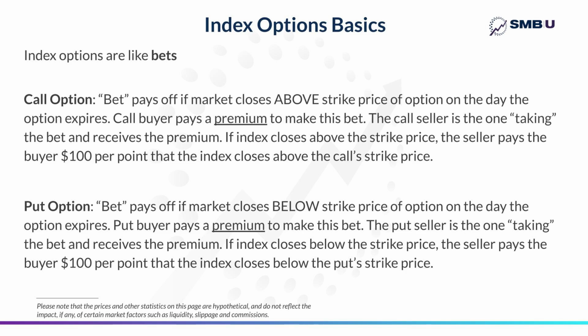What are known as call options pay off if an index closes above what's known as the strike price of the option on the day that option expires. If the index does close above that price on expiration day, then the call buyer gets $100 per point that the market closes above that call strike price. The put option is the exact opposite. It pays off if the market closes below the strike price of the put option. Again, $100 per point that the market closes below the strike price of the put.